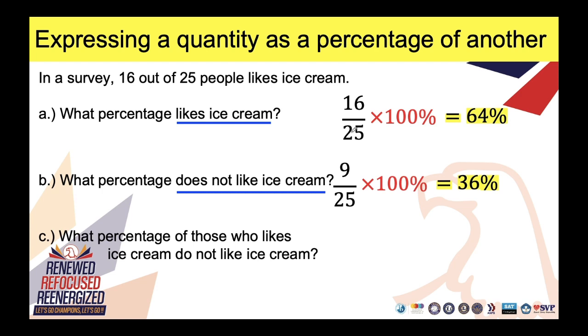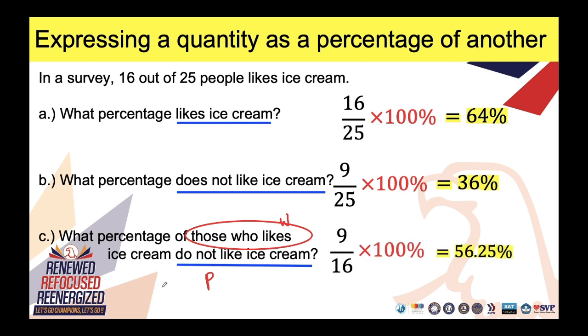How about this? What percentage of those who like do not like ice cream? Meaning, that must be our part and this must be our whole, because what percentage of. So this is our whole and this is our part. So you have to know how many do not like ice cream over those who like ice cream. And that's 9 over 16. Converting it into a percentage, that gives us 56.25%. And that is how to find the rate or the percentage.